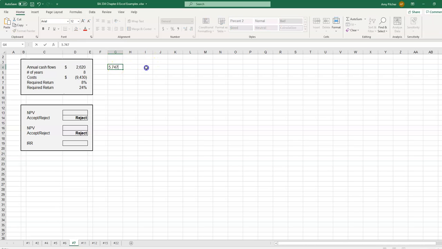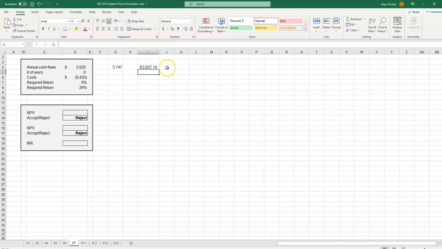So our factor is 5.747. And if we take our cash flows times the 5.747, and then let's put plus the initial cost. We get a net present value for the project at 8% of $5,627.14.